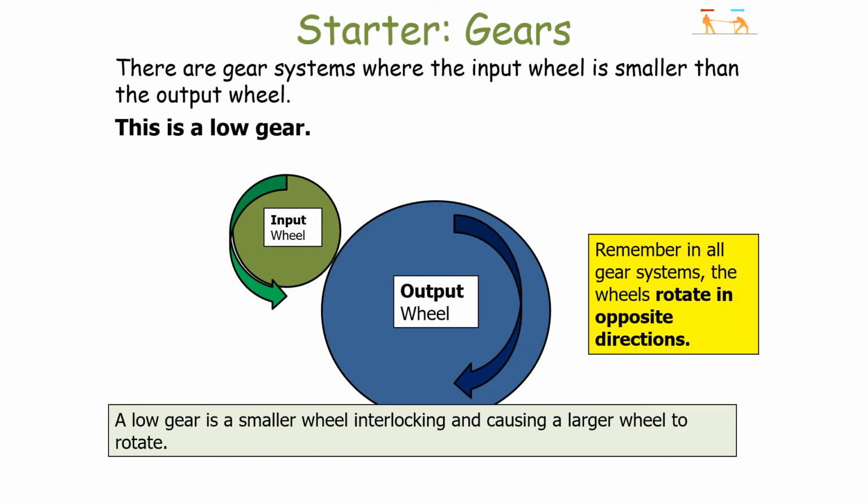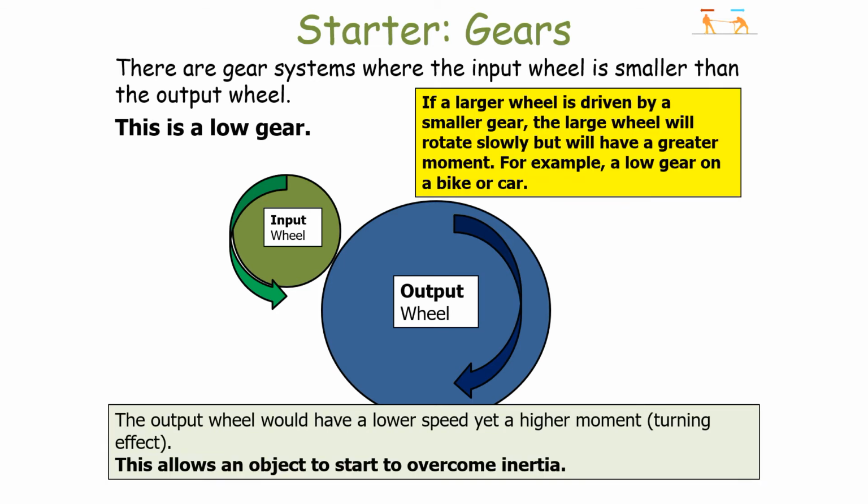Now there are some gear systems where the input wheel is smaller than the output wheel. This is a low gear. So you'll notice that a low gear is when a smaller wheel is interlocking and driving a larger output wheel to rotate. Now you'll notice the output wheel is larger, so therefore it will have a greater moment as the distance between the pivot and where the two wheels interlock is larger.